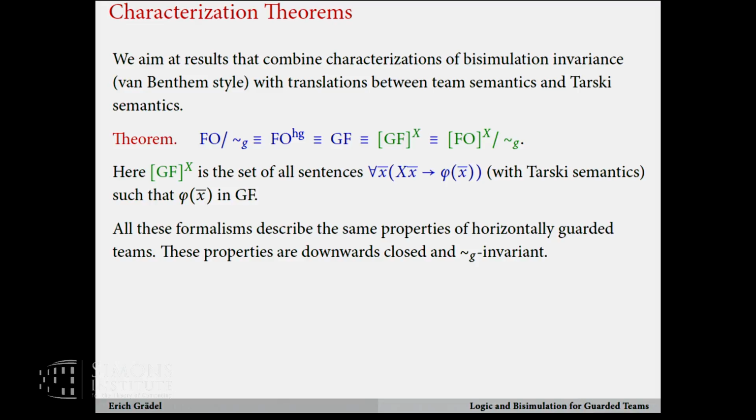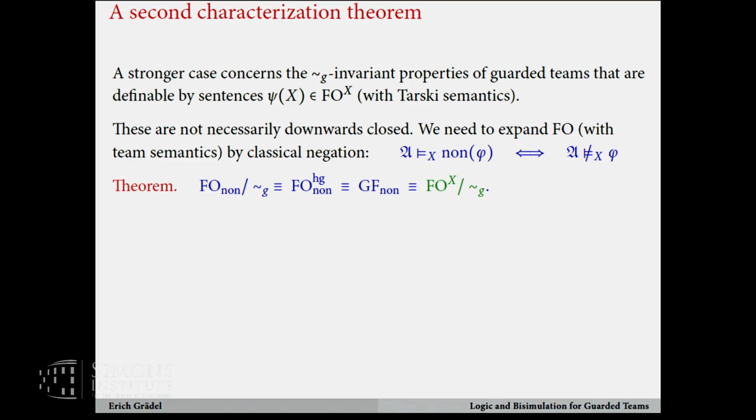Now notice that these all describe properties of teams that are guarded horizontally, in the meaning that every individual assignment is guarded. But they are in first-order logic, so it's downwards closed. And there is also a stronger idea where you do not consider the properties defined in that way, but we start from what is definable in first-order logic on the Tarski side. So you look at what is definable in first-order logic with an additional predicate for the team, but without this restriction on how it occurs, so it can occur in an arbitrary way, but it has to be invariant under guarded bisimulation.